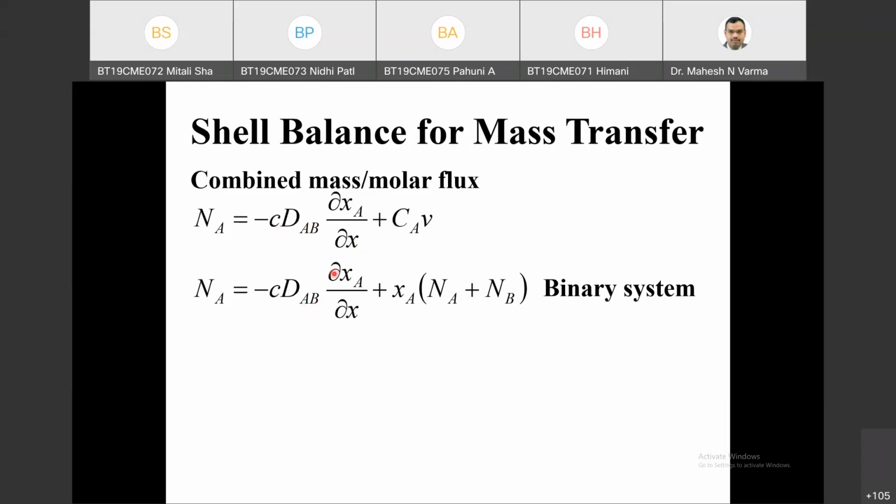That will be D_AB dx_A/dx plus x_A (N_A plus N_B) for a binary system. For a generalized system, we'll be using this. For a generalized system, this is the equation. For a binary system, we'll be using this.